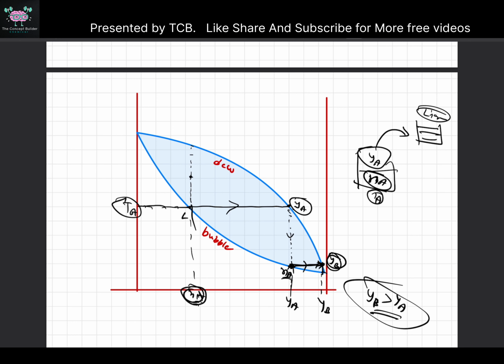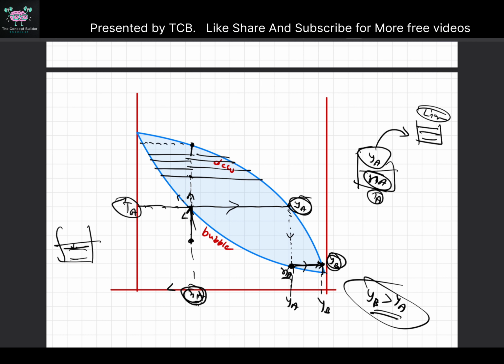I told you up to this point that if you heat this mixture, which we started from here, we had a complete liquid mixture, and we reach this point, it produces some vapor which has composition YA. When we give more heat, the liquid amount starts decreasing and we get some lines like this. So at different points you will get different compositions.